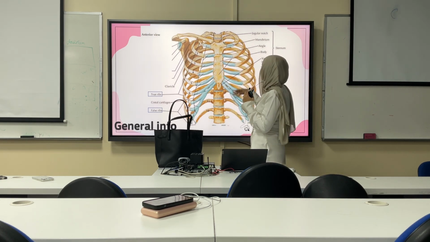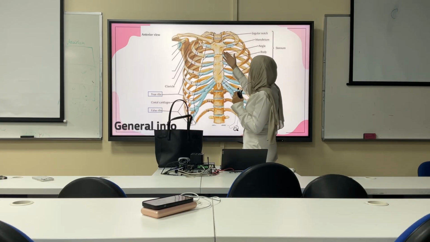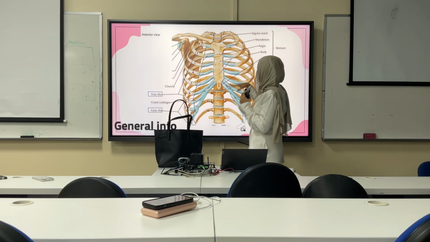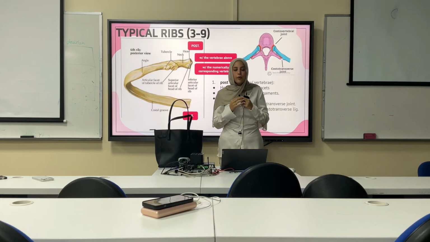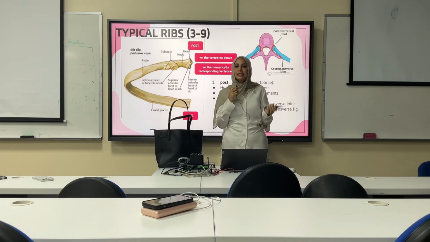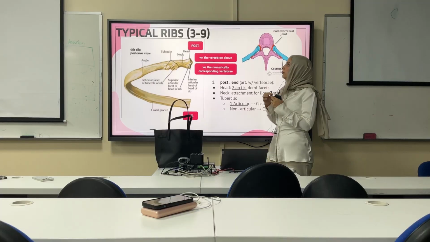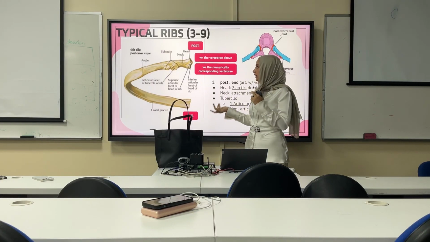We have the 12 ribs from the front, and from behind we have the manubrium, the body, the xiphoid process. We'll go into detail later on, but for now that's it. So now we're going to divide them into typical and atypical ribs. Typical ribs are from the 3rd to the 9th. They're all typical. What do we mean by typical?